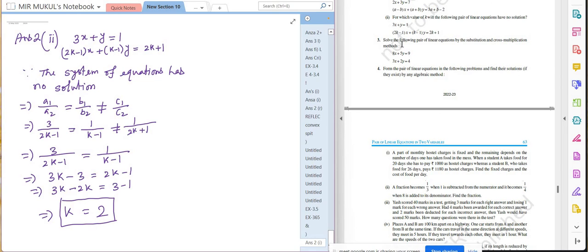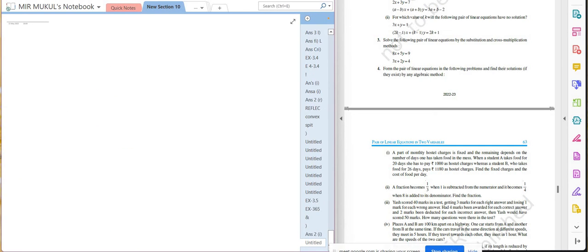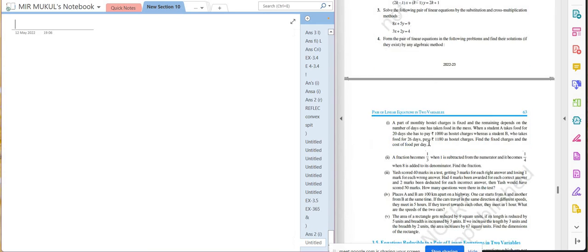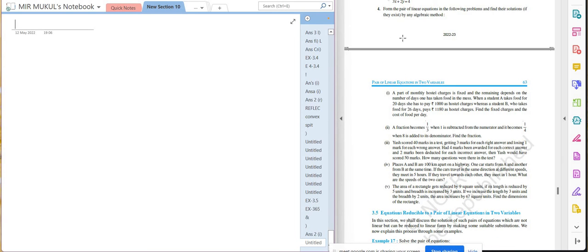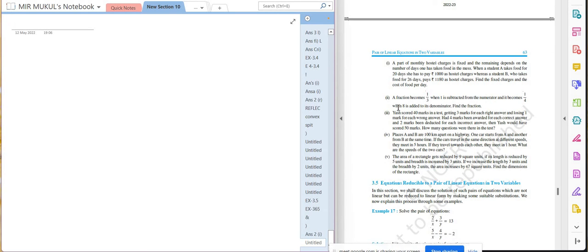Okay, question number 3. Solve the following pair of linear equations by substitution and cross multiplication method. So both methods we have learned, so you can practice. Now question number 4. Here also 5 questions are given. I'll solve 3 questions and 2 questions you will do by yourself. So I'm doing first question number 1.